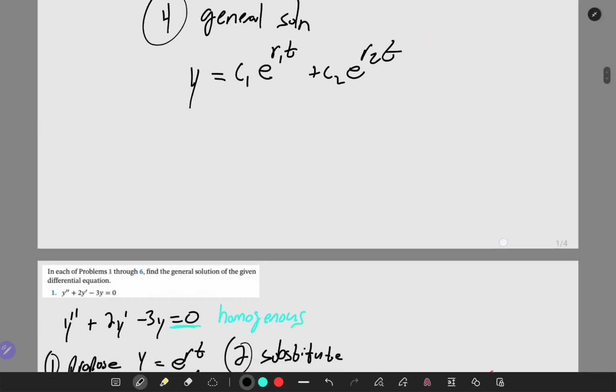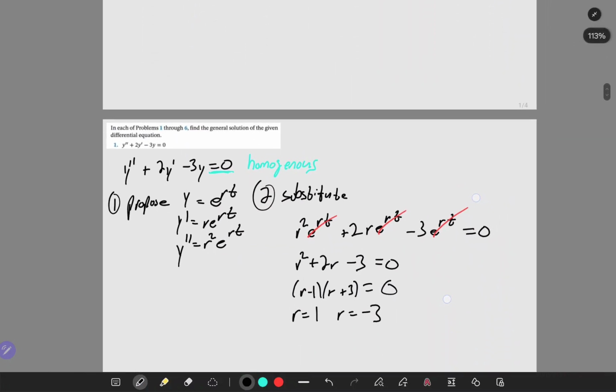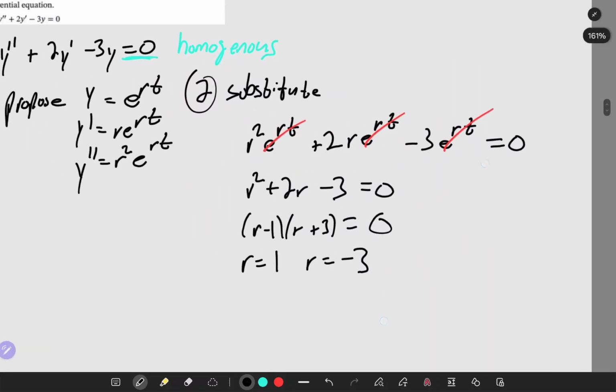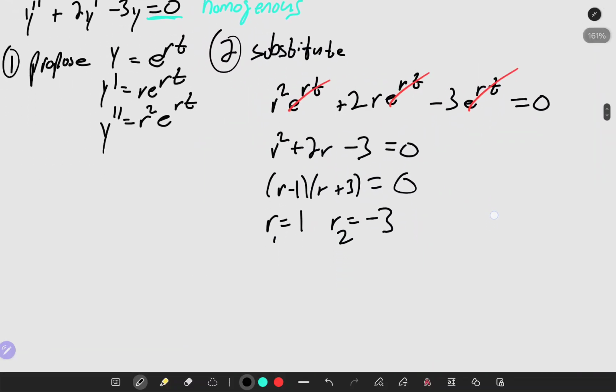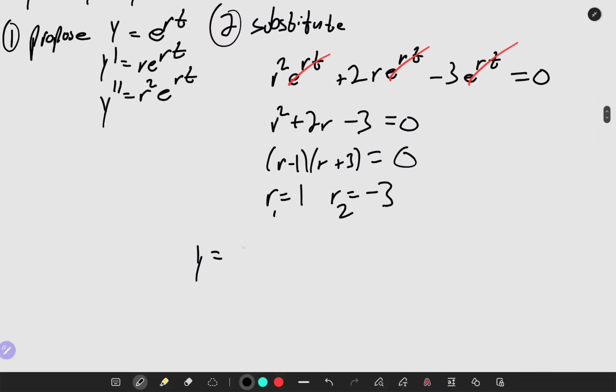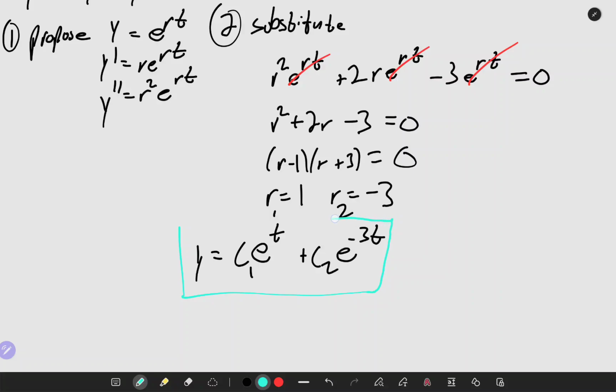So if I come down here, keeping that in mind, we can say this is our r1, this is our r2. Our general solution will then look like c1 e to the r1 times t, so that's 1 times t, plus c2 e to the negative 3t. And this is our general solution. That's it.